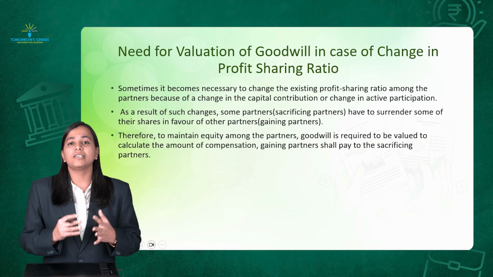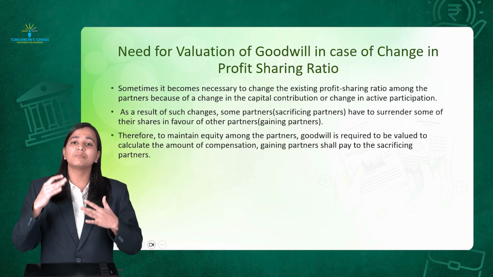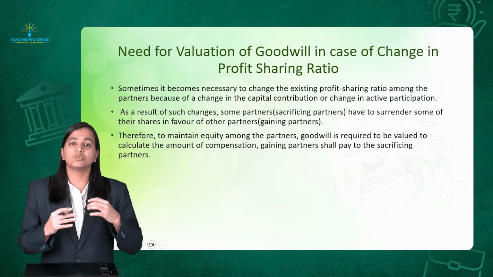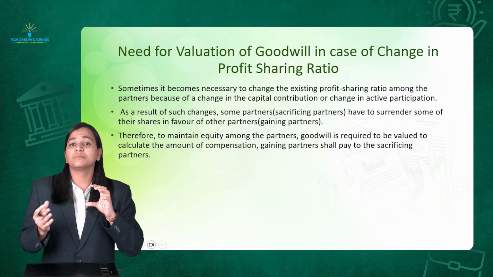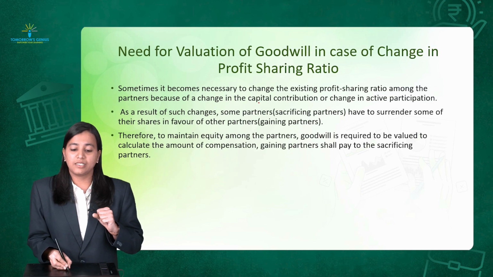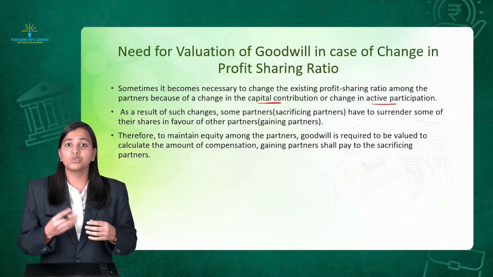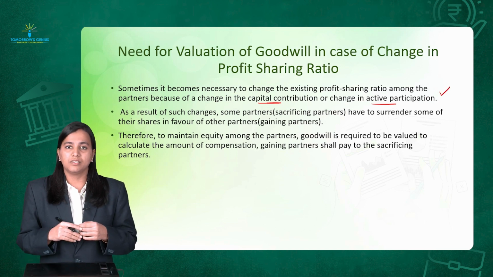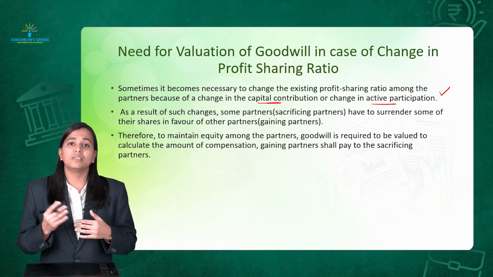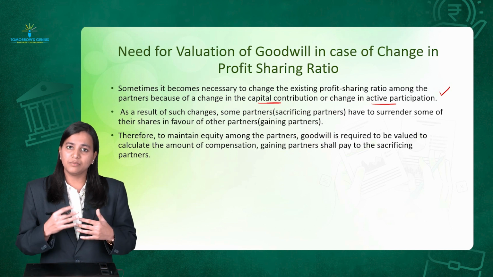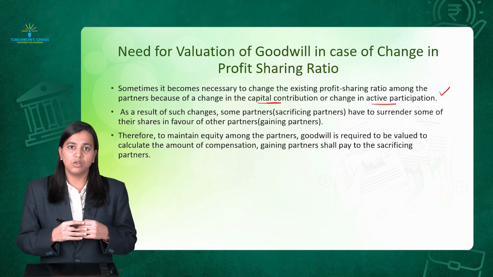When I say accounting treatment, sometimes it becomes necessary to change the existing profit ratio in case of a change in participation or capital contribution, right? If some partner has contributed additional capital, if they have contributed more money, then the person who is contributing more money should get more profit share. The same is the case with active participation. Some partners may be working partners, some may not be working; they have just contributed the capital. So, they should not be given more profit share. That is the main reason why the change in profit sharing ratio happens.